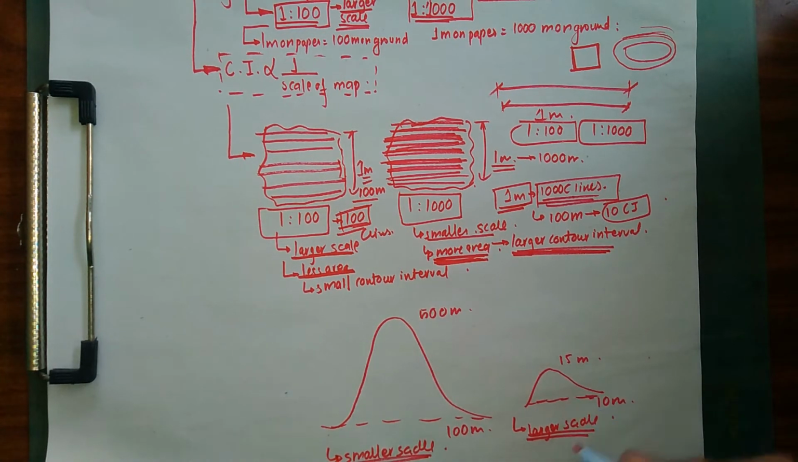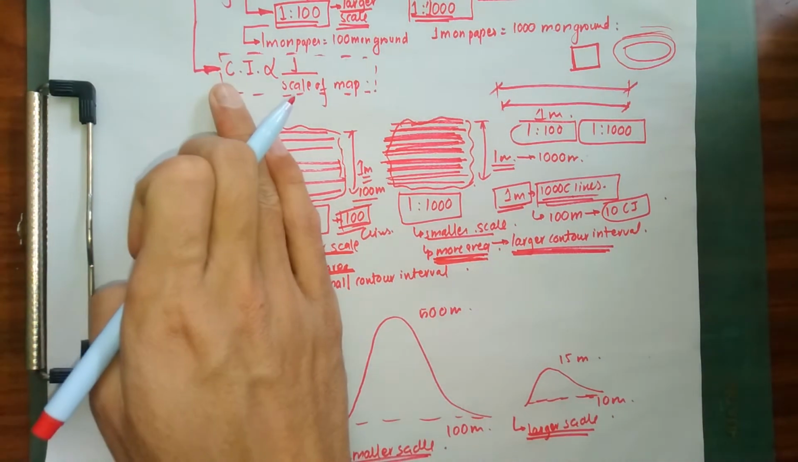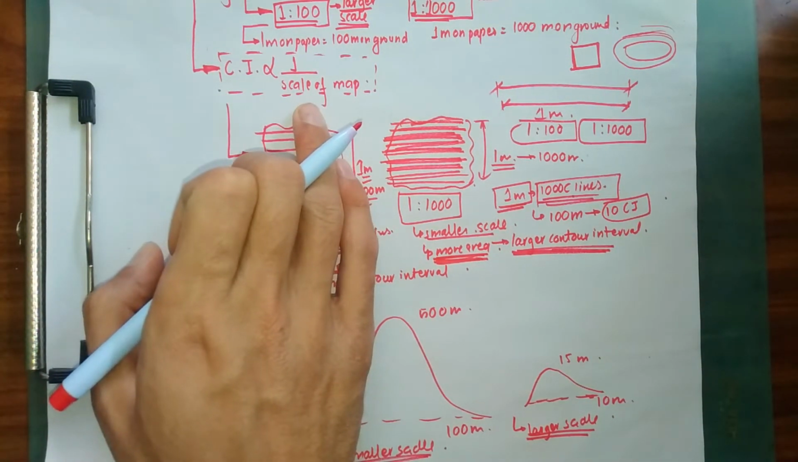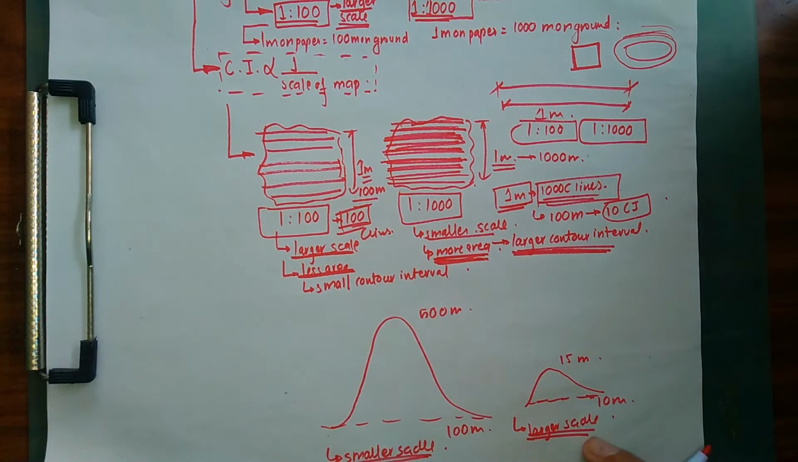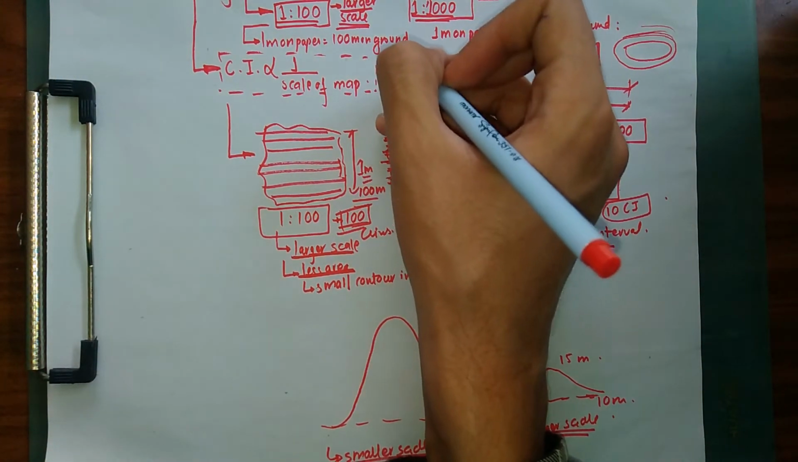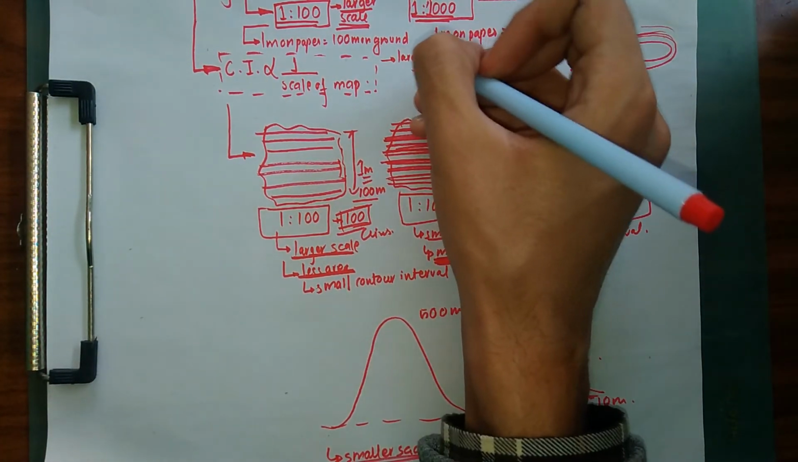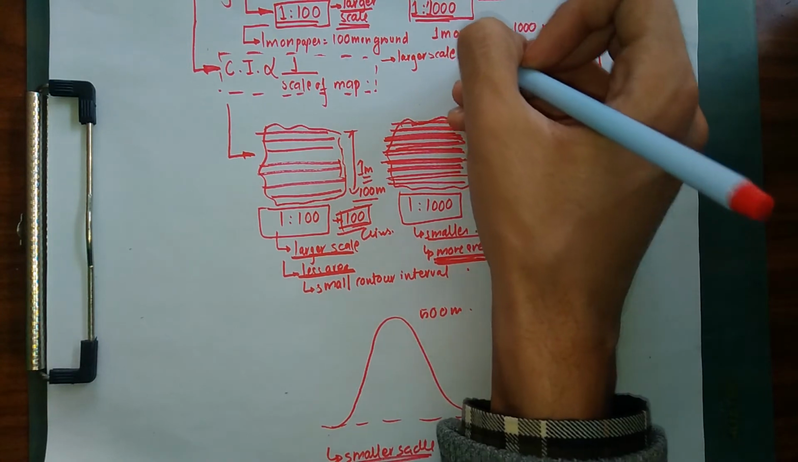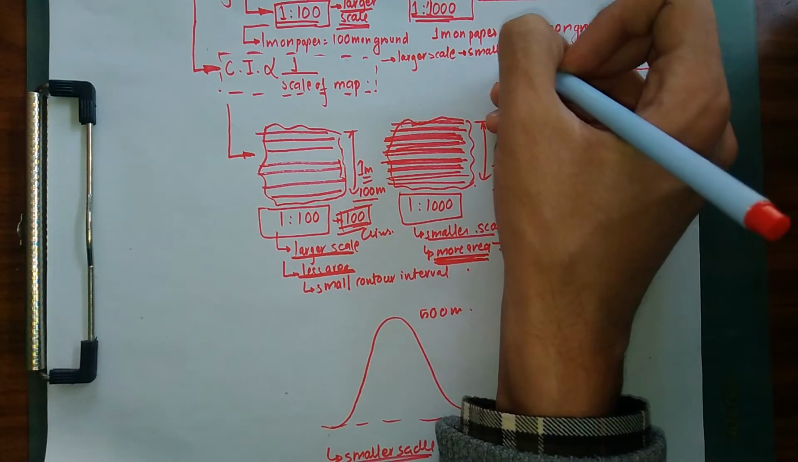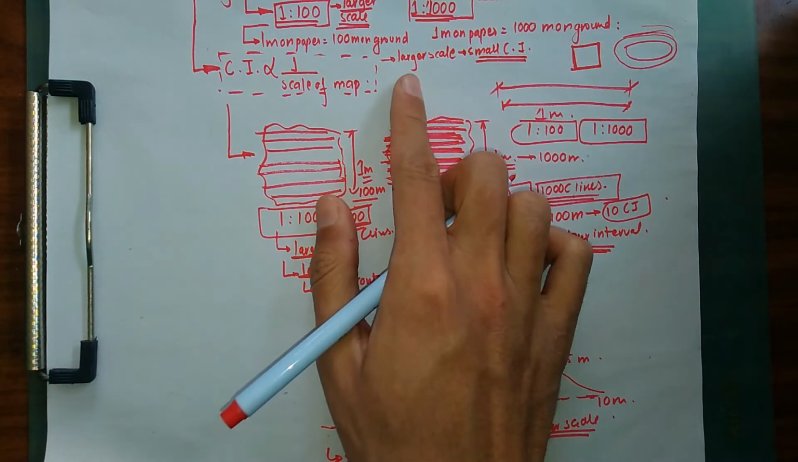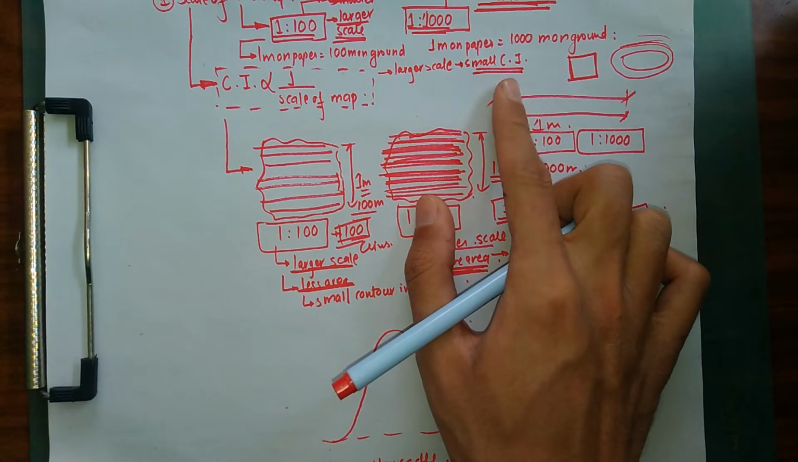So let's say in this case, for my larger scale, as I said, contour interval is inversely proportional to the scale of the map. So in this case there is a larger scale, so I need to use a small contour interval. So what does this mean? Larger the scale of the map, smaller the contour interval.